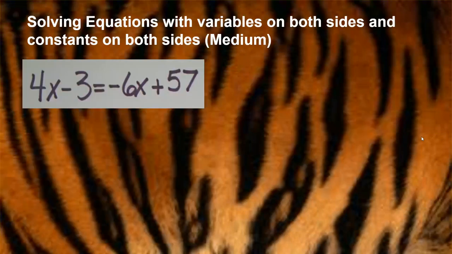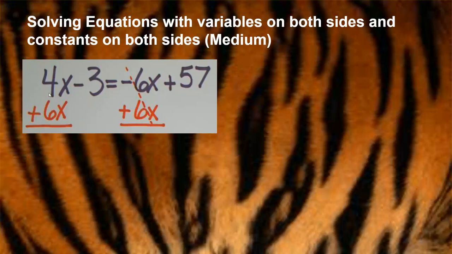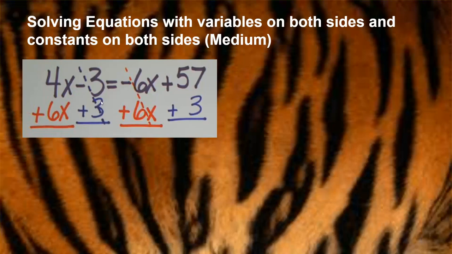Next, what if there's variables and constants on both sides? Well, you do the same process. All the variables need to go to one side, all the constants go to the opposite side. So we're going to move this negative 6x to the left by adding 6x on both sides. Next, we need to add 3 to both sides to get rid of the negative 3. That way the variables all went to the left, the constants all went to the right.